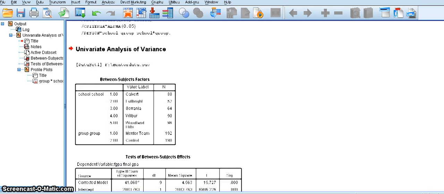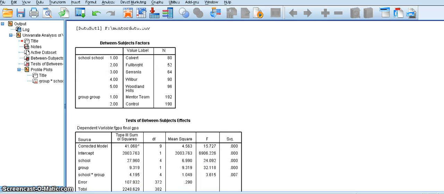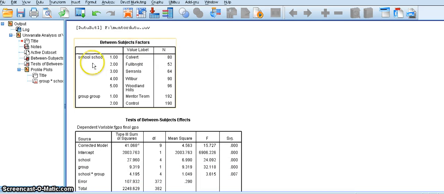So first we have a description of our factors. Our first factor was school. We had 5 different levels, so students were split up across 5 different schools. And also we can see how many participants we have in each school. Also, our second factor was the grouping variable, whether students received mentoring or not. And we can see that that factor has 2 levels, the mentee group and the control group, and we can see how many students again we have in each group.